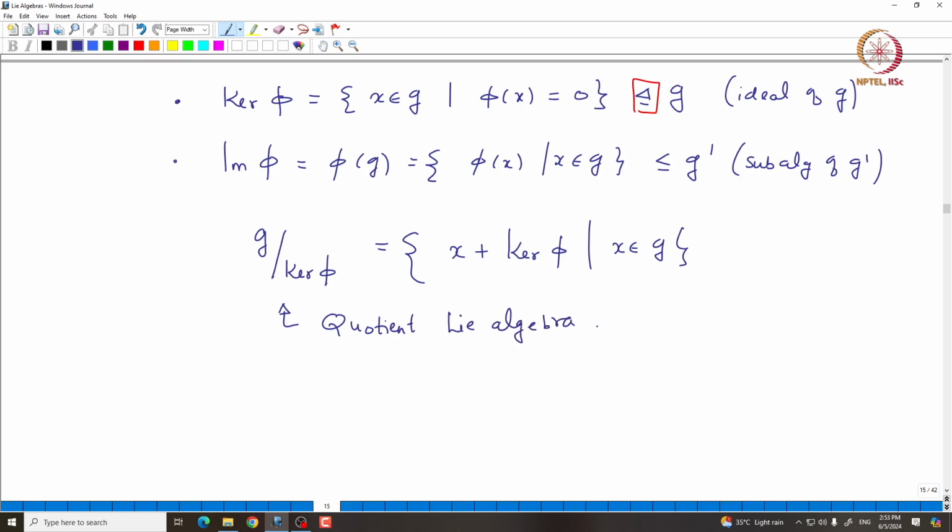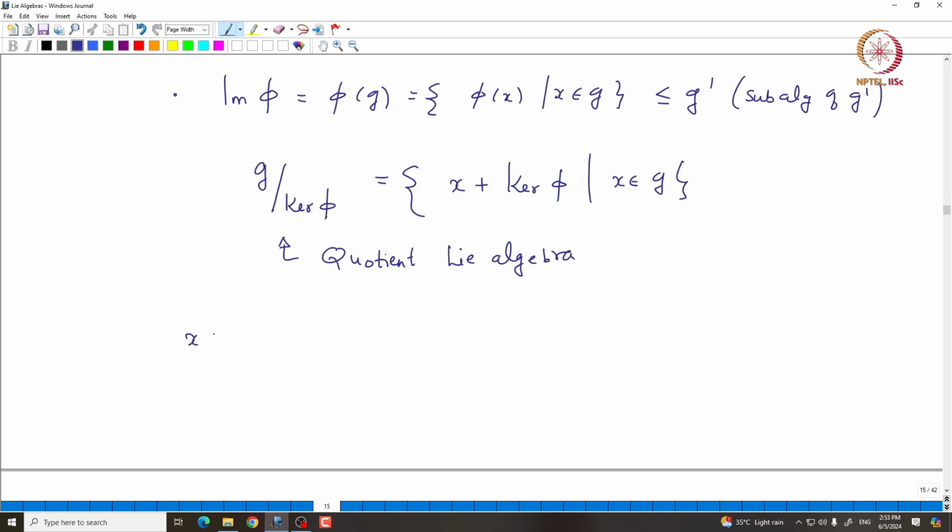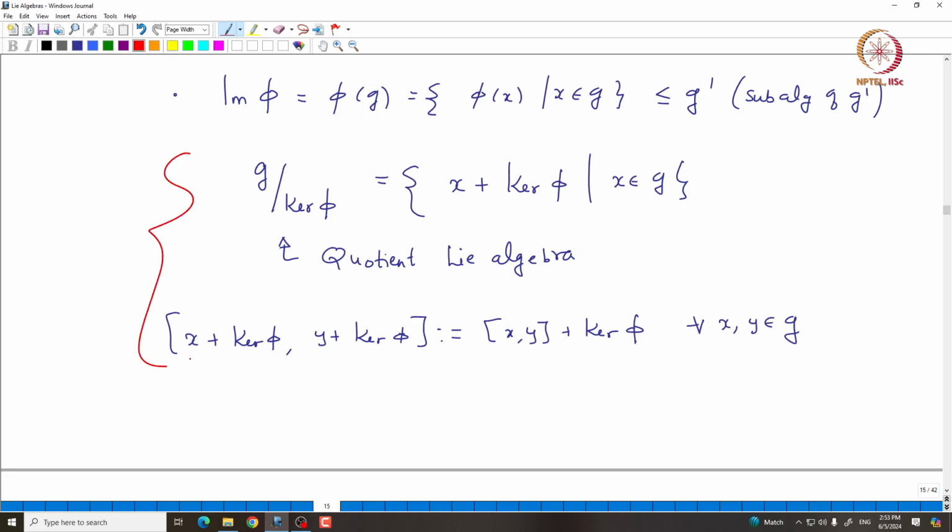By defining the following Lie bracket. So, we define the Lie bracket x plus kernel pi bracket y plus kernel pi. This is the Lie bracket that is induced from the ambient Lie algebra G. This is defined to be the bracket x y plus the kernel pi. I will leave it to you to check this indeed defines a Lie algebra structure on G modulo kernel pi. This is defined for all x, y in G. Okay. So, this Lie bracket makes G modulo kernel pi a quotient Lie algebra.